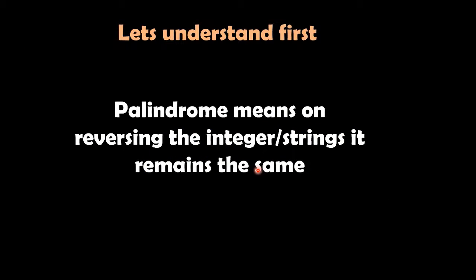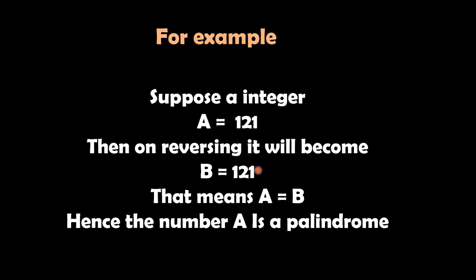So first let's understand what a palindrome is and what it means. Palindrome means suppose you have a number or integer and you reverse that integer or number, then after reversing the integer or the string remains the same, then that integer or string is considered a palindrome. That means on reversing the integer or string, if you get the same thing, then that is called a palindrome. So let's see one example.